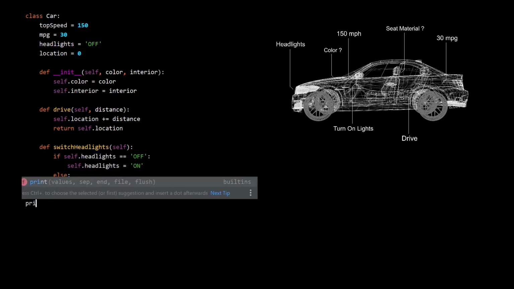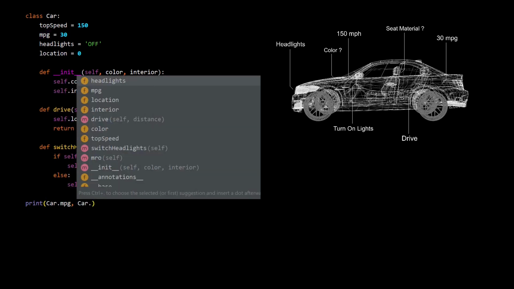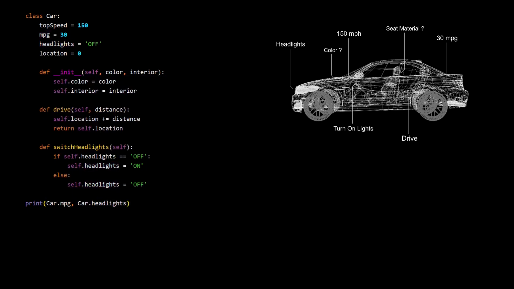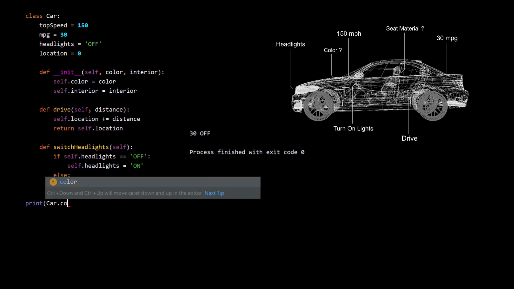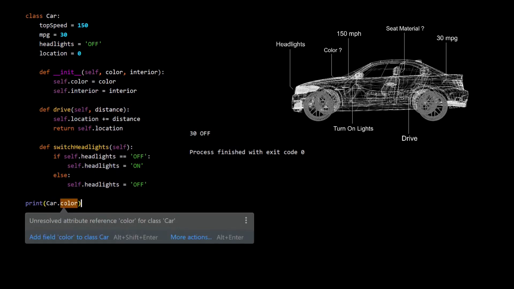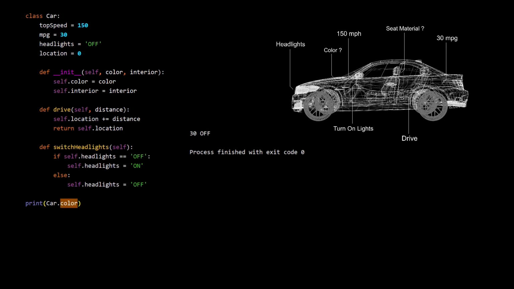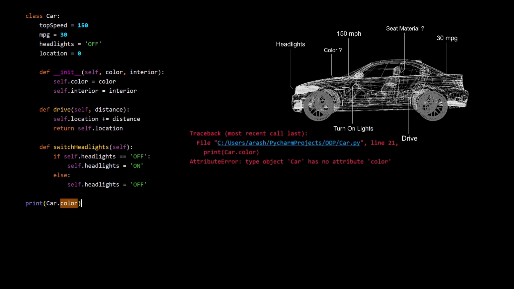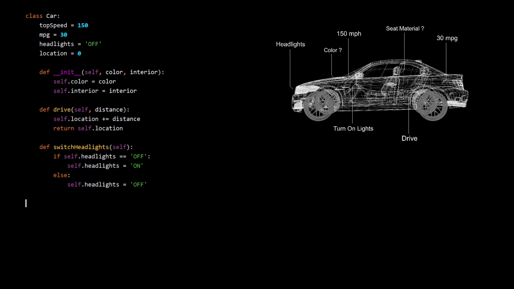Or for the case of switching headlights to on or off, we will update the headlights for only that single car. Now what happens if I try to print out a couple of these class attributes? So for MPG and headlights, I expect to see 30 and off. That looks good. What happens if I try to print out an instance attribute like color? The editor gives me this highlight which is saying this attribute doesn't exist on the car class, and if I try to print it out, I get a nice error telling me what I'm doing does not make sense, which is what we expect. Color does not belong to the blueprint, it belongs to an instance of a car, and we have not built a car yet.